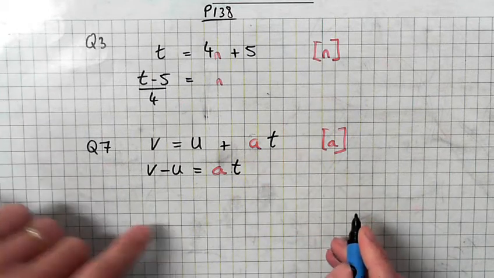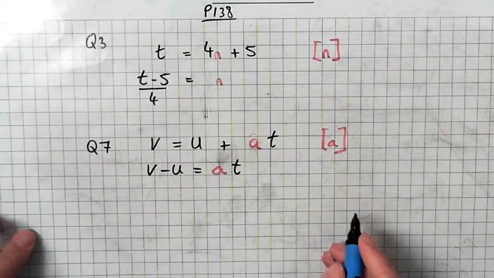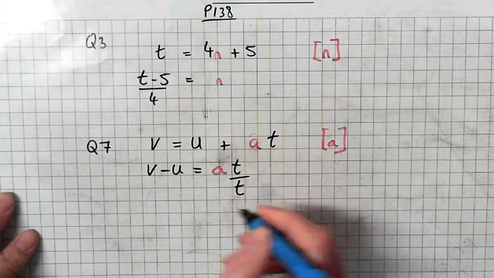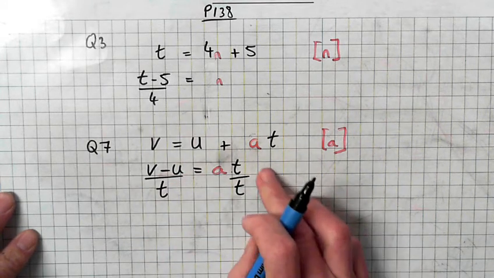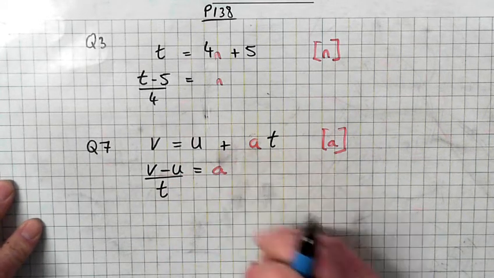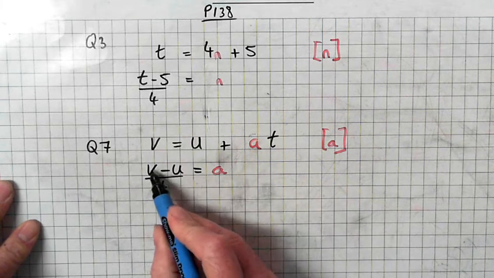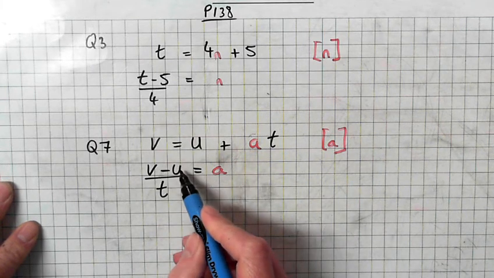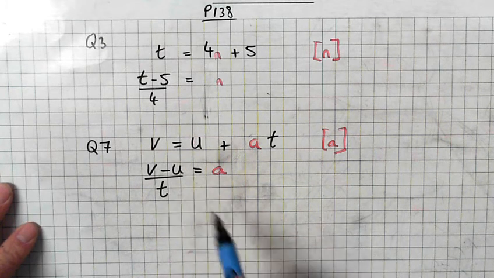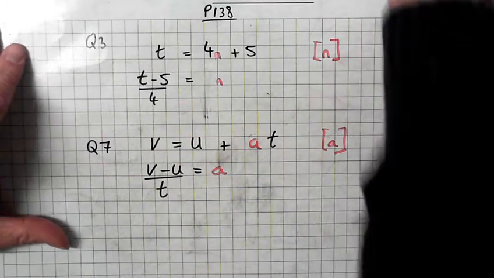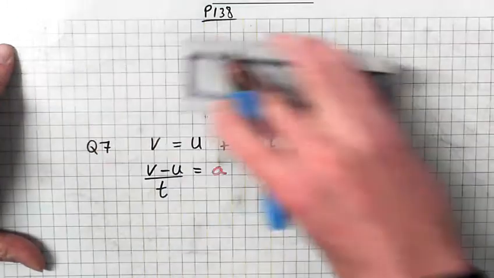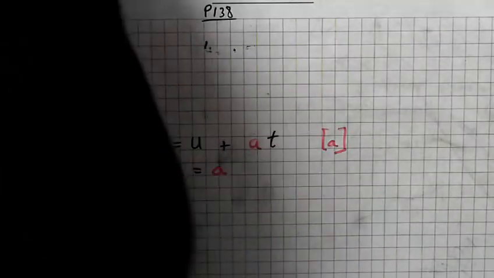Now all we have to do is get rid of the t, so we divide both sides by t. t divided by t is 1. So acceleration is final velocity minus initial velocity over time. So that's question 7.